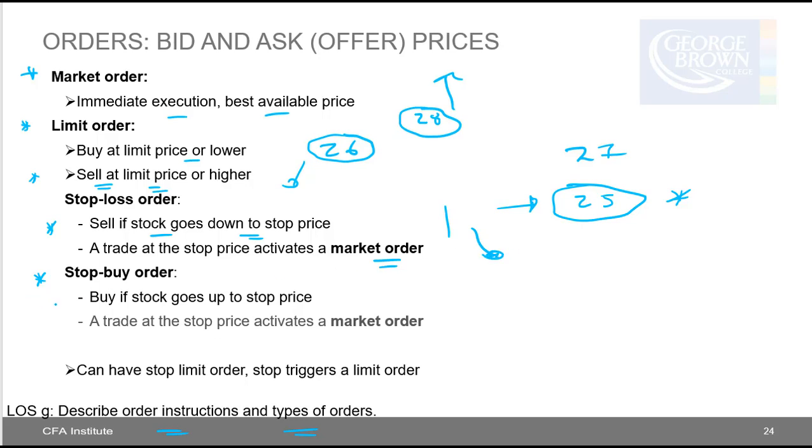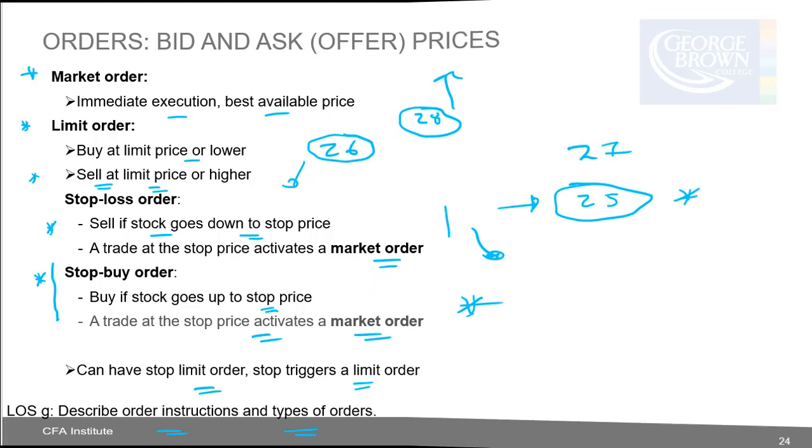Okay, what is a stop buy order? A stop buy order is to buy the stock if the stock goes up to a stop price, and a trade at the stop price activates a market order. And so someone who has done short selling to limit their potential losses might also put in a stop buy order, so that if the stock goes up to a certain price, their order will become a buy order at the market, and they'll have limited their loss on their short sell. Okay, you can also have a stop limit order, and that stop would trigger a limit order. But it's important to understand a stop loss or stop buy: a trade at the stop price activates a market order.